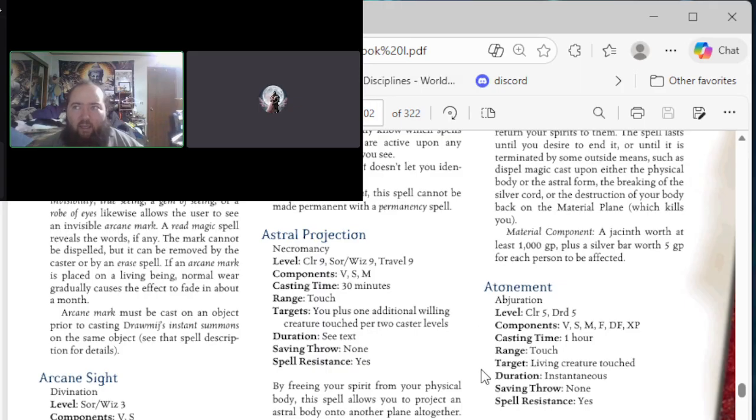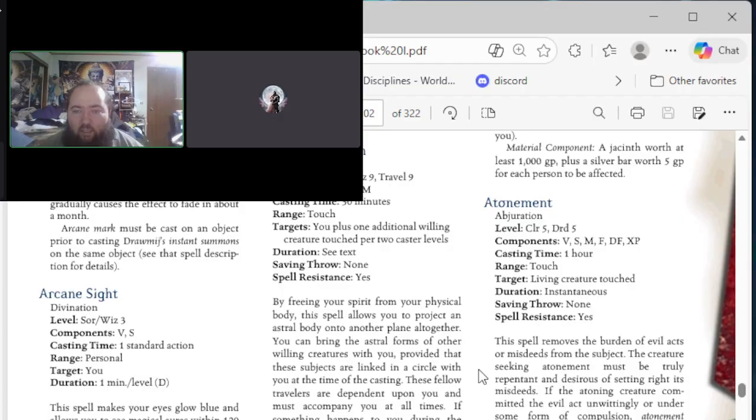And since you're going to be at least probably like 18th level in order to cast this, that's you plus 9 people. Duration: see text. Saving throw: none. Spell resistance: yes. Description: by freeing your spirit from your physical body, this spell allows you to project an astral body onto another plane altogether. You can bring the astral forms of other willing creatures with you, provided that those subjects are linked in a circle with you at the time of the casting.